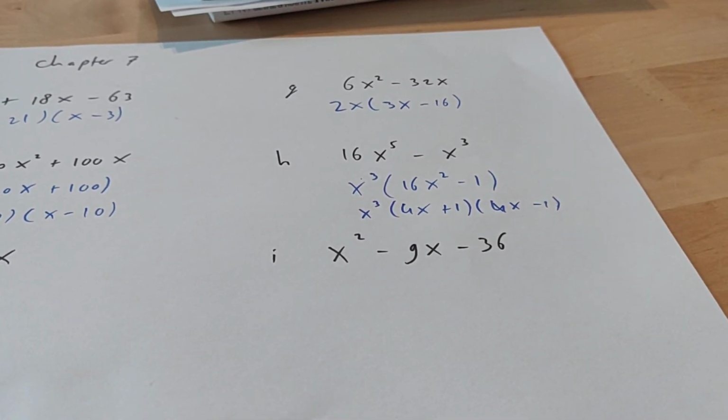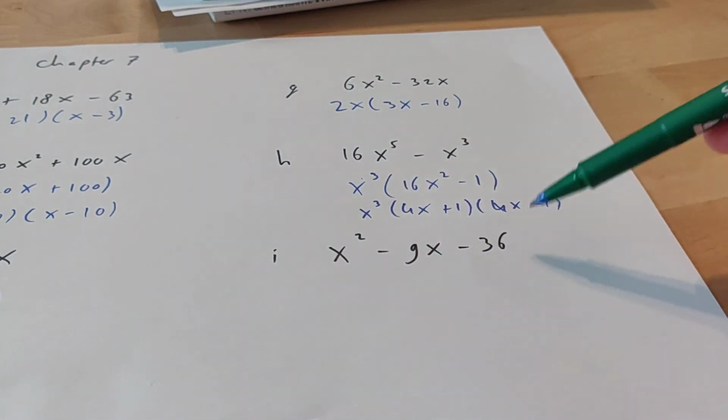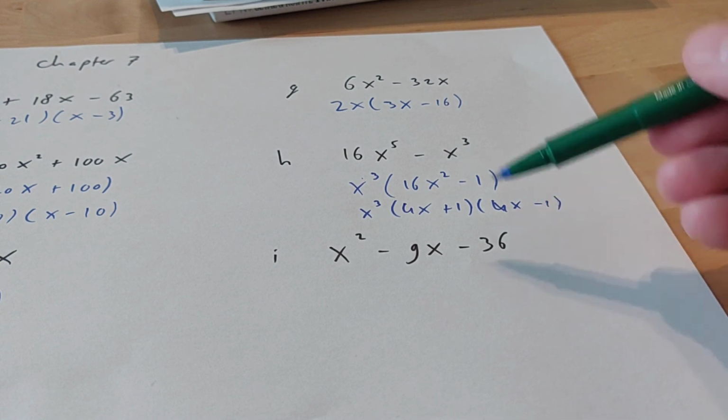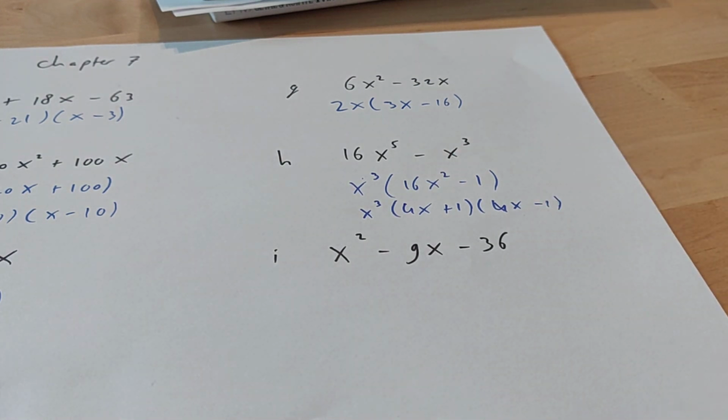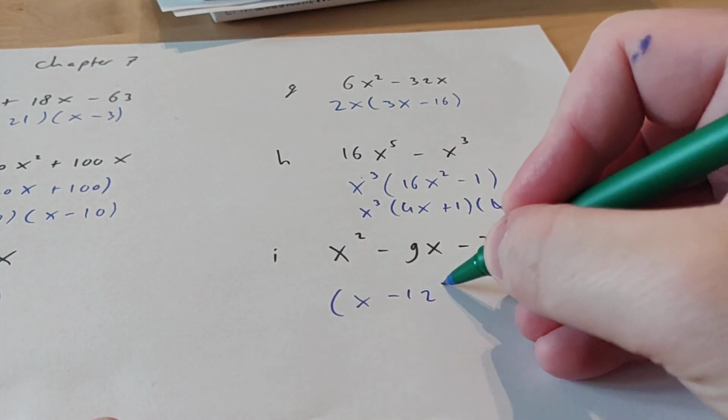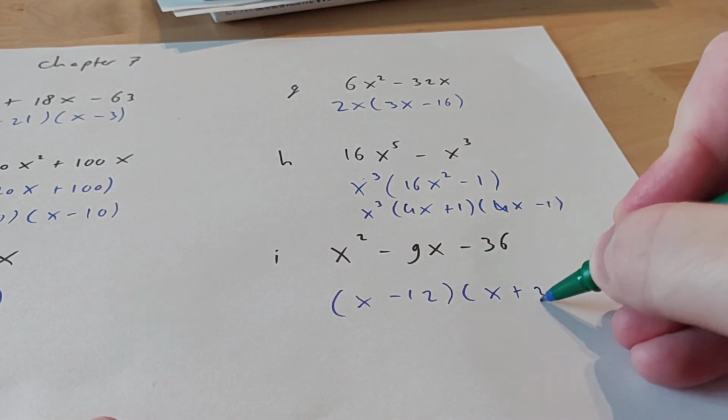Moving on to the last one, 16i. This one's actually not as difficult as the previous one. This one's by far the most difficult one. You can just use the product sum method. So we have to find 2 numbers. If you multiply them, you get minus 36, and when you add them, you get 9. And these numbers, the numbers that we're looking for, are minus 12 and plus 3.